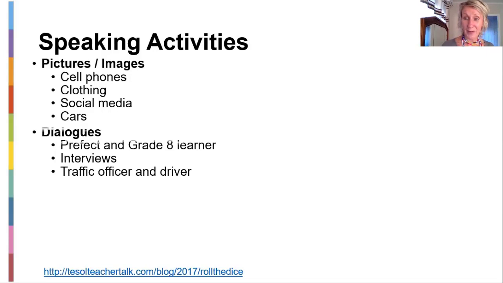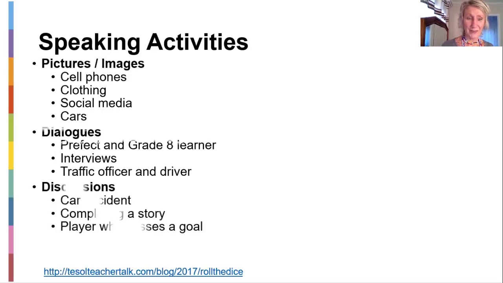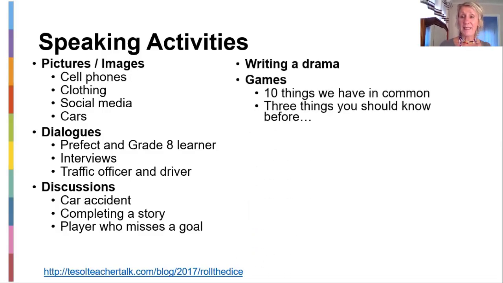Traffic officer and a driver if you've been overtaken on a barrier line and you've been pulled over. Okay, what kind of conversation could follow? Discussions about a car accident. How did it happen? How did the story end? What happens if a player misses a goal? Just imagine the discussions that take place at that. Also writing a drama and then acting it out, but there's also fun ways like games. The first one there is 10 things we have in common, and I'll show you an example of that.